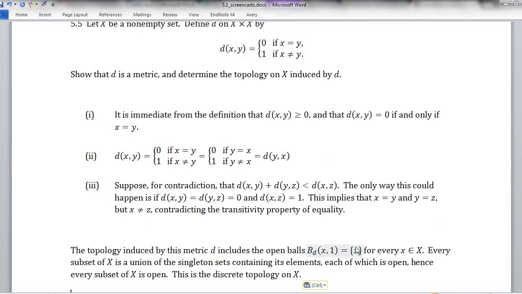Okay, so every singleton subset of X is open. And well, we can take arbitrary unions of those as well. So in fact, every subset of X is open, and that is none other than the discrete topology on X.